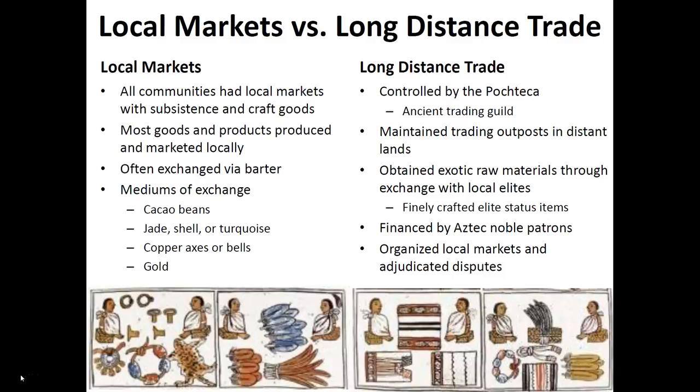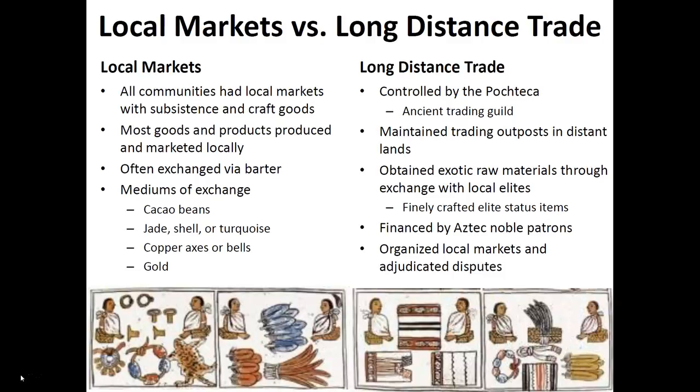Long-distance trade brought resources from adjacent areas to these local markets, and whereas local markets were primarily run by local vendors, long-distance trade was controlled by an ancient trading guild called the Pochteca. It's believed that the Pochteca as an institution may date back to the beginnings of Mesoamerican complex societies, that they may have first been established among the Olmec and continued to maintain themselves as a distinct political and economic entity until the Aztec period.